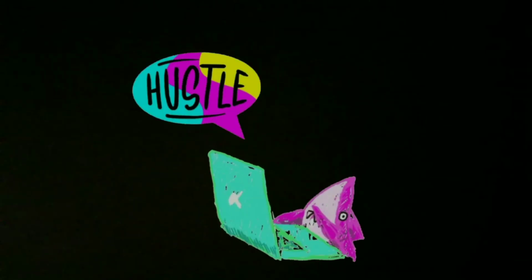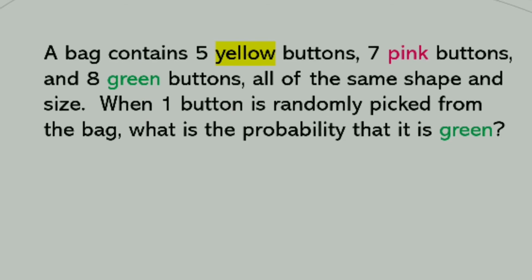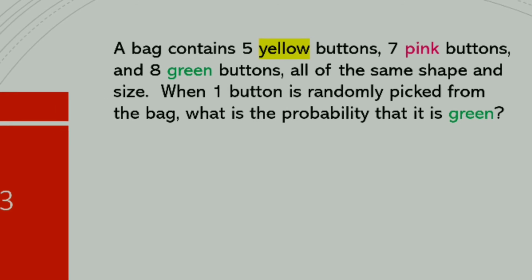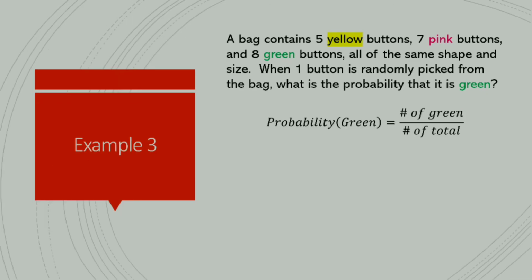Now, most ACT questions are going to make you do a little bit more work than this. So rather than telling you the total number of buttons, maybe they tell you the bag contains 5 yellow, 7 pink, and 8 green. And then you are asked to find the probability of green. So we don't know the number of total, but it's pretty easy to figure it out. It's just an extra step that's thrown in to make you interpret the problem a little bit more.